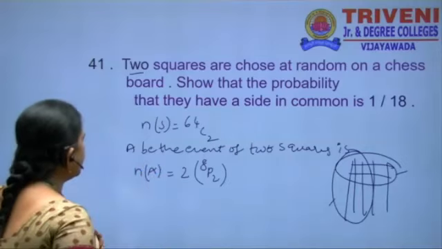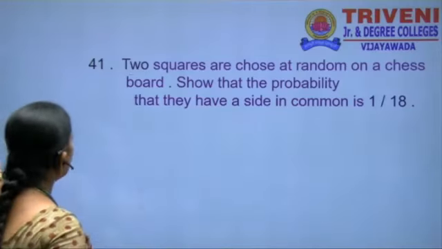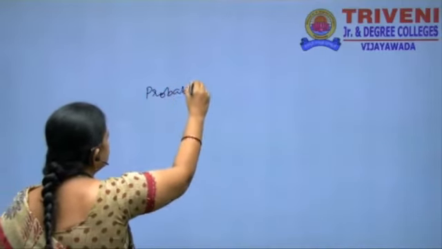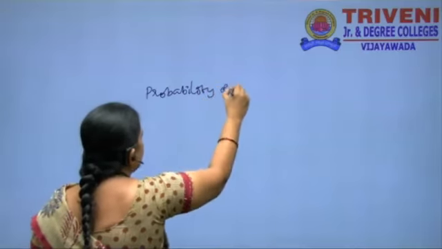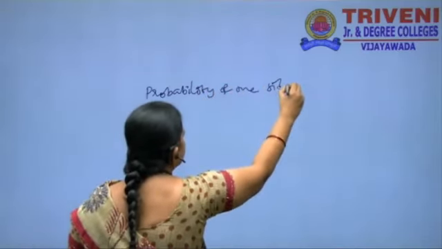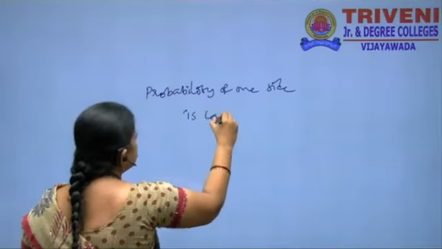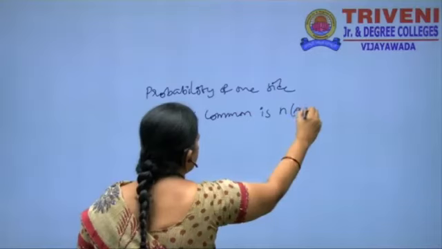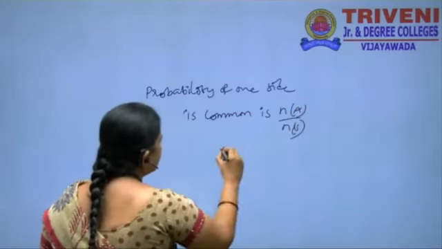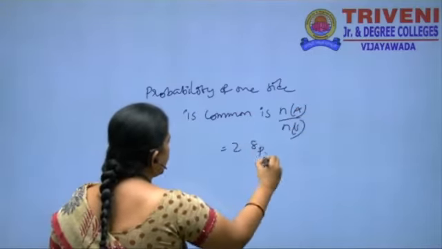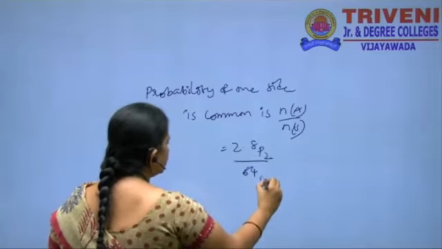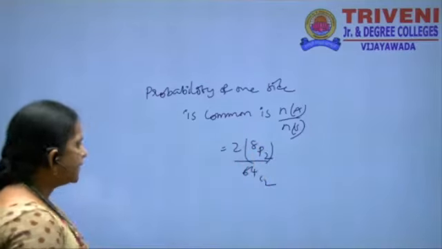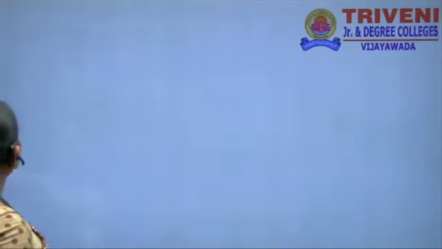The probability of getting one side in common is n of A by n of S. That is equal to 2 into 8P2 by 64C2. 2 into 8P2 by 64C2. And then we are going to the next problem.